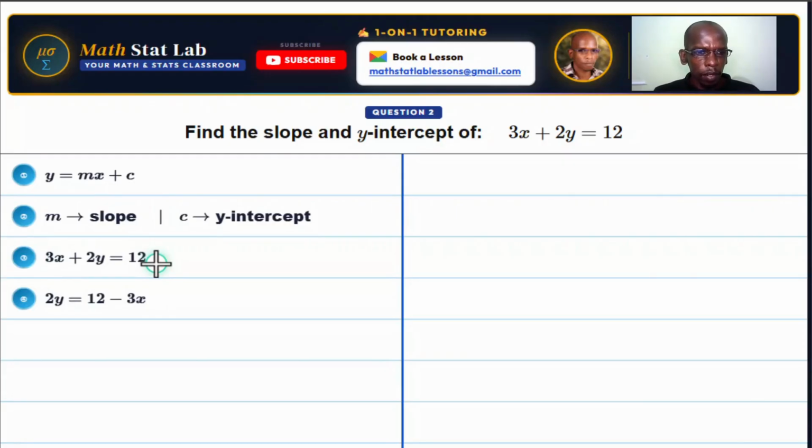Then from there, you see, we need y, we don't need 2y. So I can divide everything in this equation by 2 so that I can eliminate this coefficient of y here.